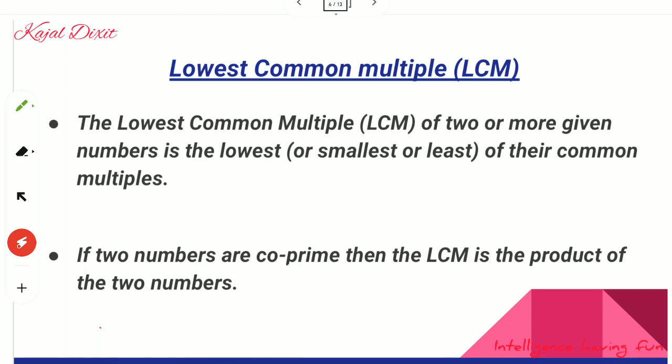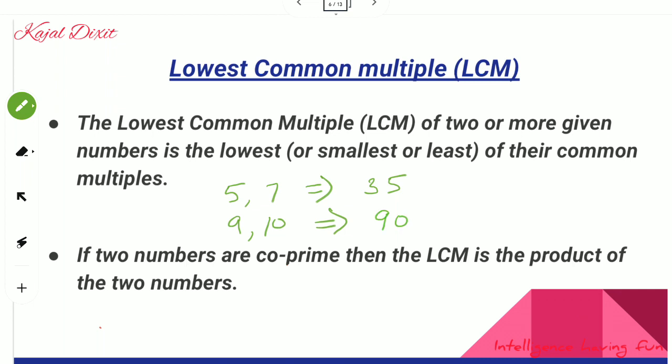Now there is another point regarding LCM: if the numbers we have are co-prime, then the LCM is the product of those two numbers. For example, 2 and 3 are co-prime. So if we multiply 2 and 3 directly, we get the LCM as 6. Even if we take another set, suppose 5 and 7, then also the LCM is 35, right? If we take the case of 9 and 10, both are co-prime again, then the LCM is 90.